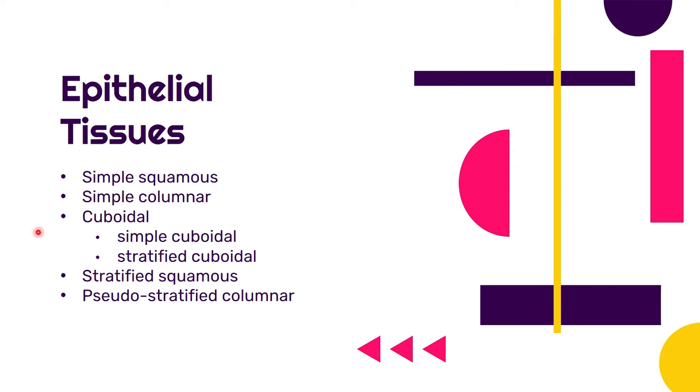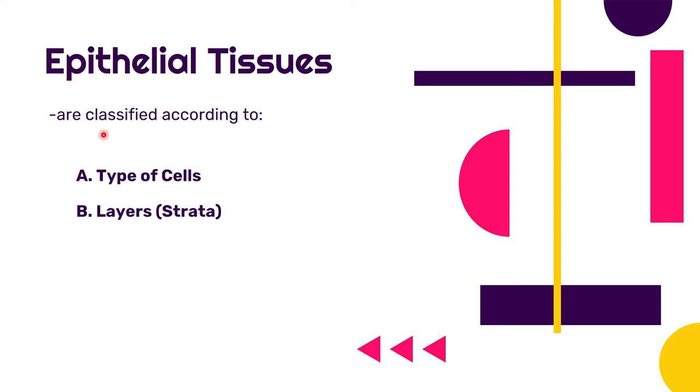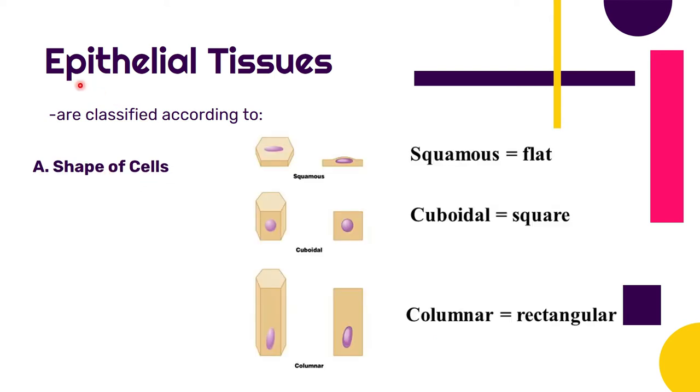But before going to each one of these, let us know that epithelial tissues are classified according to the type of cells comprising epithelial tissues, and also the layers, or also known as the strata, that comprise epithelial tissues. Okay, let us proceed to the types of cells comprising epithelial tissues. Epithelial tissues have different cell types, which means they have different shapes. Okay, in terms of shapes, these are their cell types.